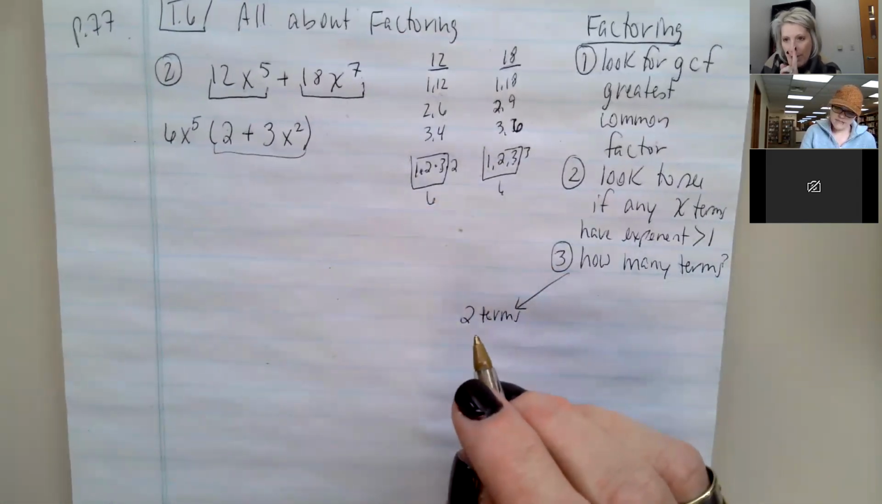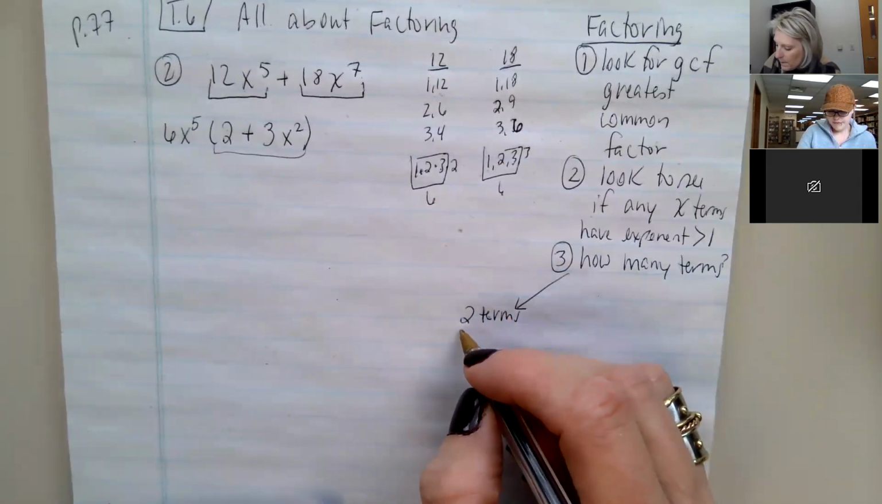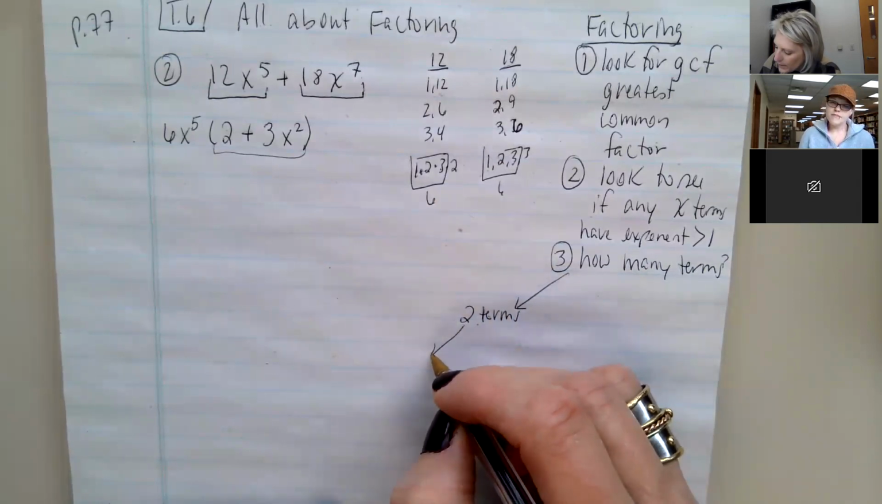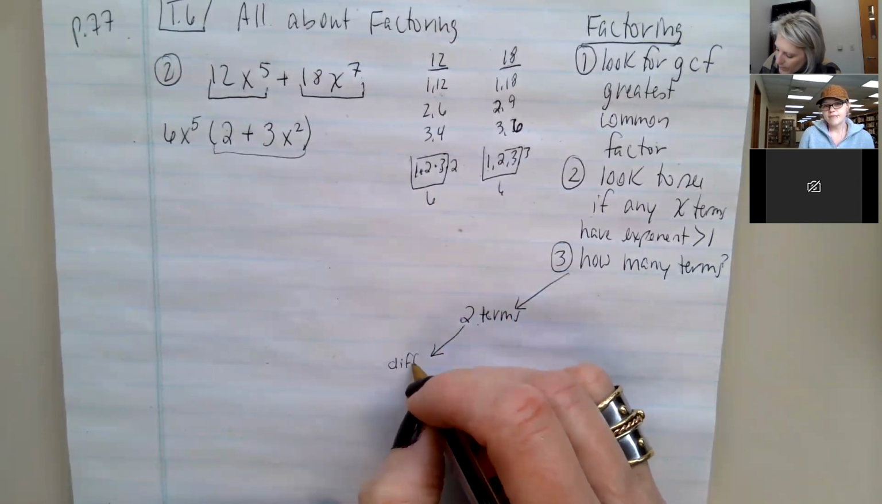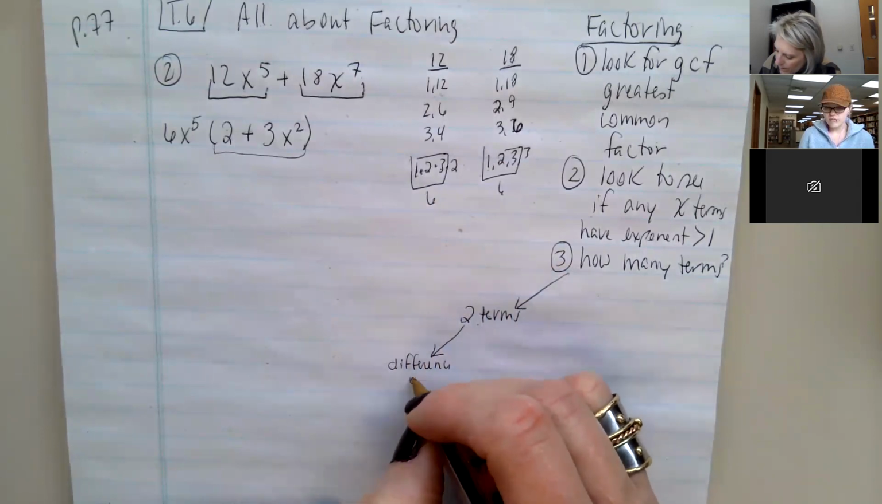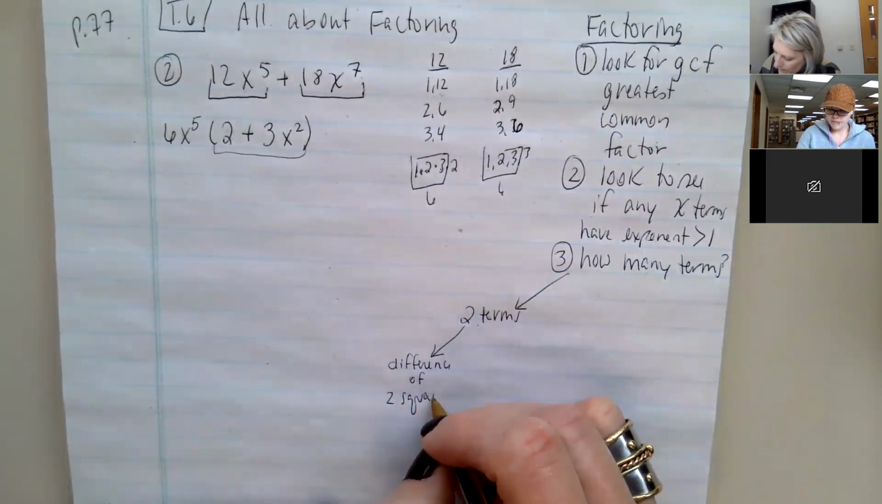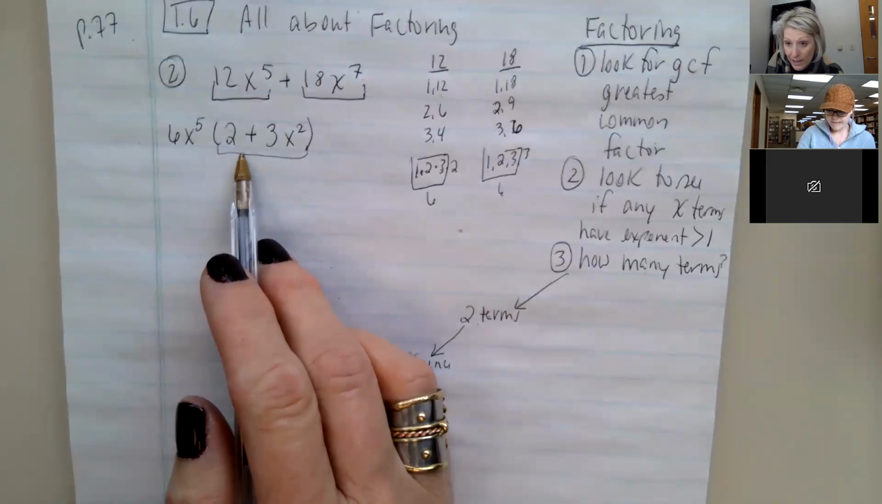There are only a couple of options that we could have to, if we wanted to factor this more. And it could be a difference of 2 squares, but it's not this because that's an addition, so that's not going to work.